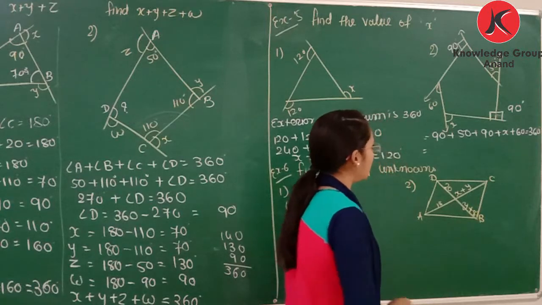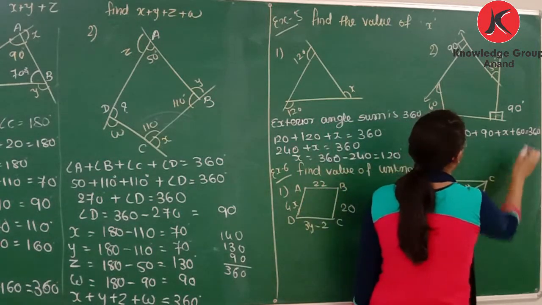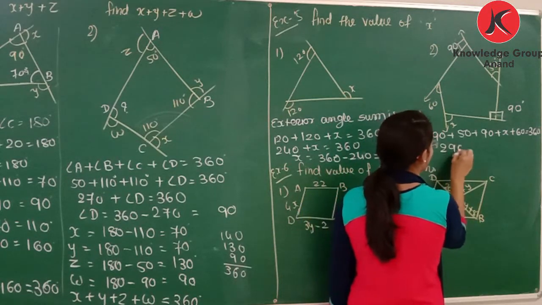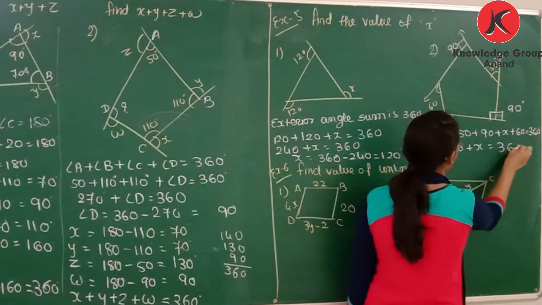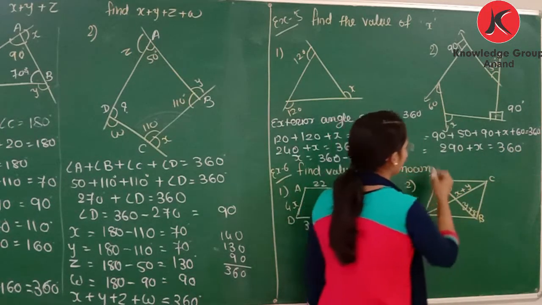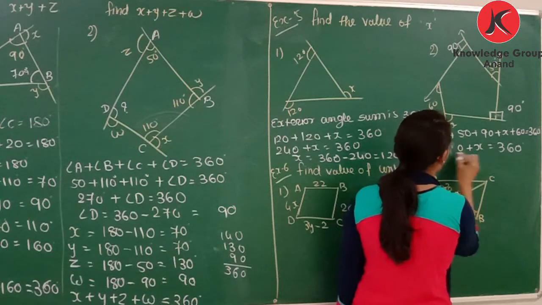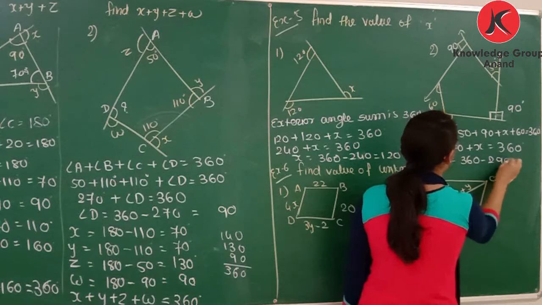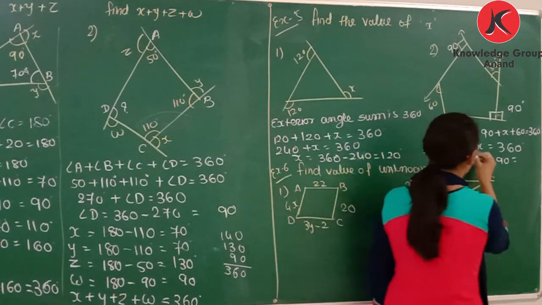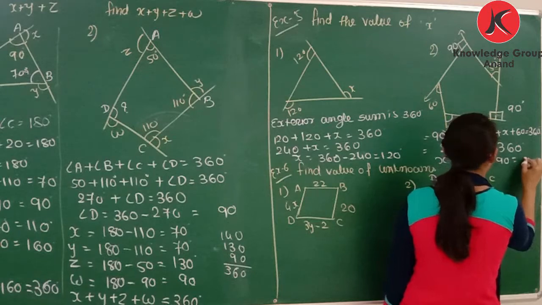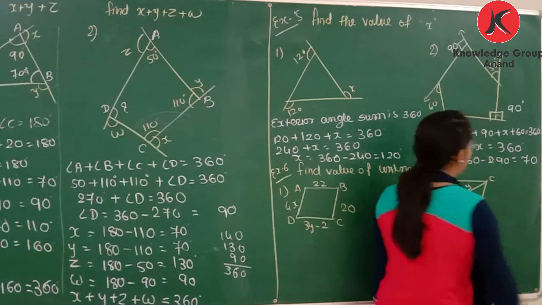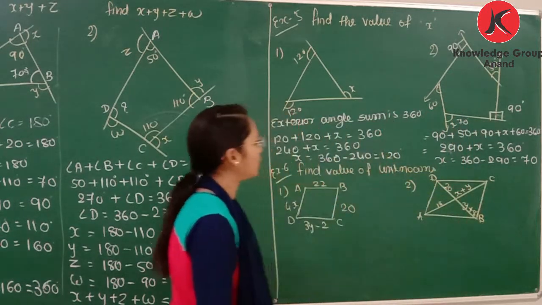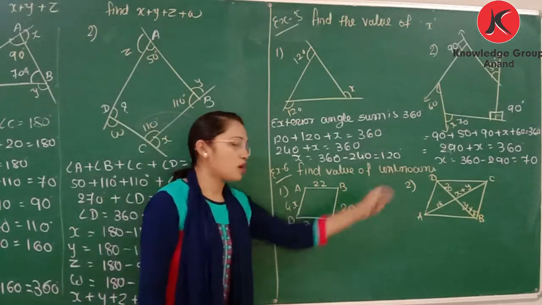180 plus 50, 230 plus 60, 290 plus X is equal to 360. So it is 290. Now X is equal to 360 minus 290. If you subtract this, you will get 70. So what will be the angle X? It is 70.